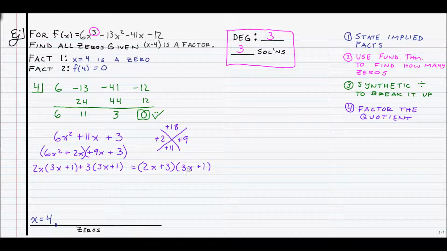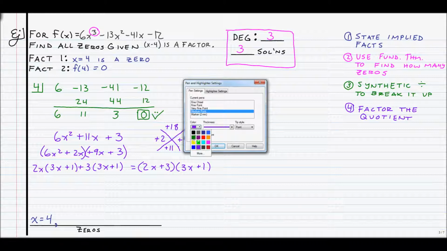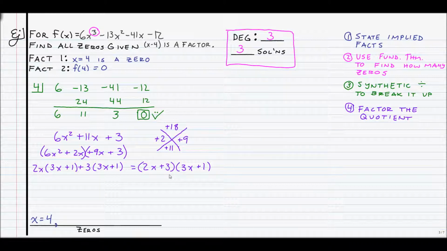I factored the quotient. I factored whatever was left over after I did my synthetic division. So yay, good job for me, but I'm not done. Why am I not done? Well, because I'm not being asked anymore to figure out what the factors are. It doesn't say factorization down here. It says zeros. So of course my last piece is to get all the zeros.